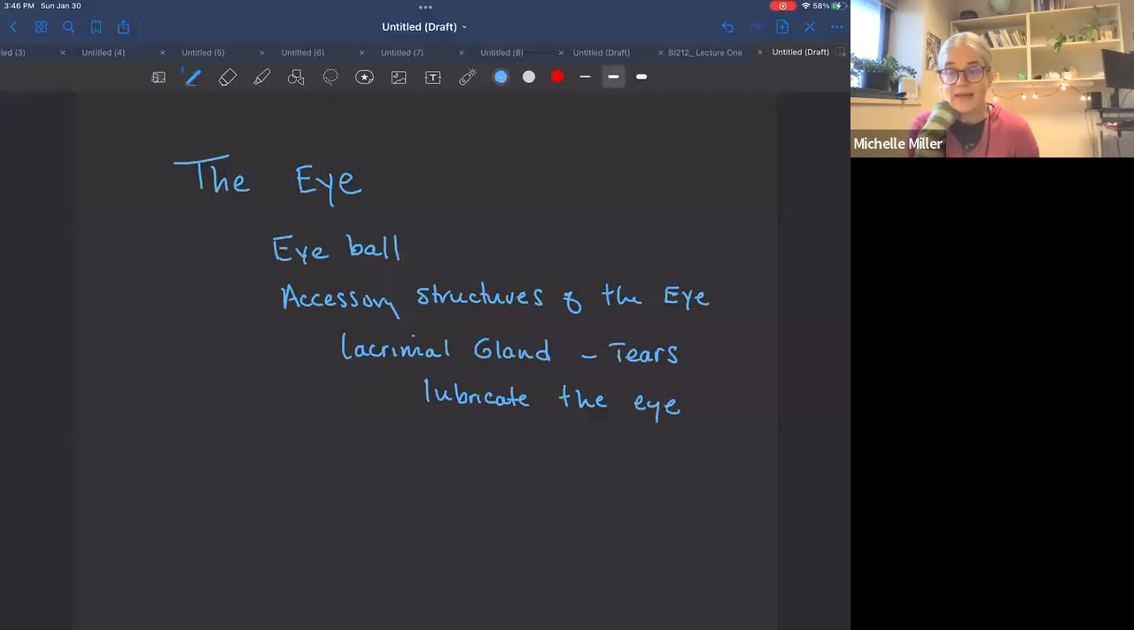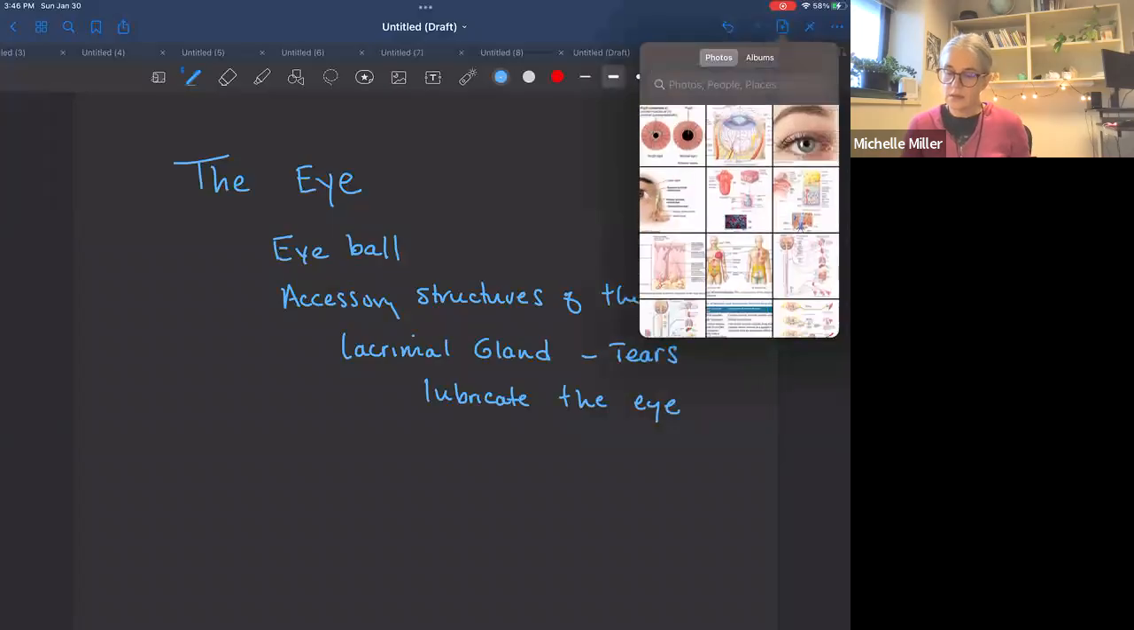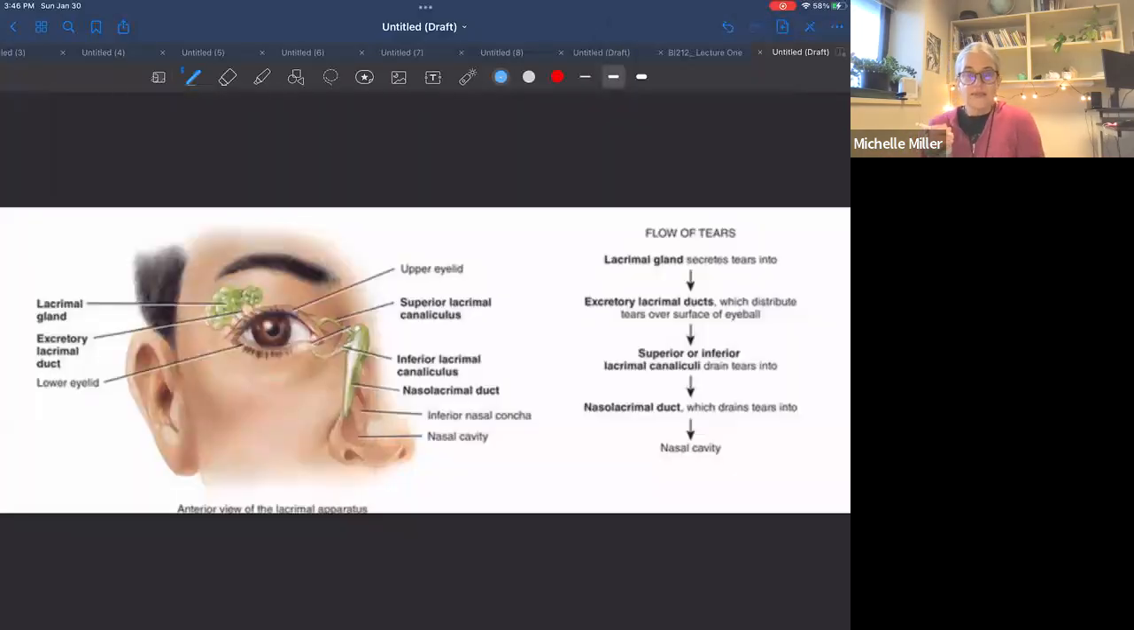Now, your lacrimal gland actually is above your eyelids, eyelashes, and eyelid, but below your eyebrow. So if we look at the structure of the lacrimal gland, this is where the lacrimal gland resides, right up here. Now, this is innervated by the autonomic nervous system, the sympathetic and the parasympathetic, that produces the tears, and then the tears actually drain out of the eye.